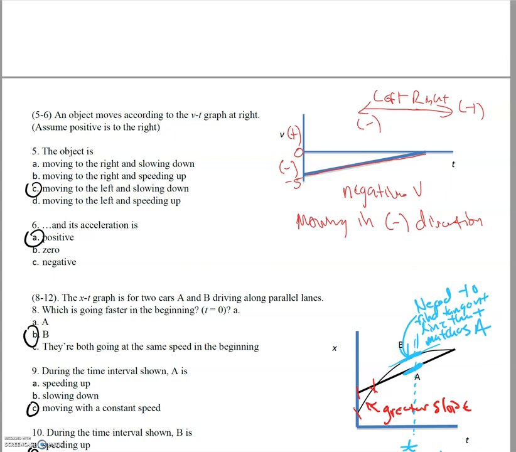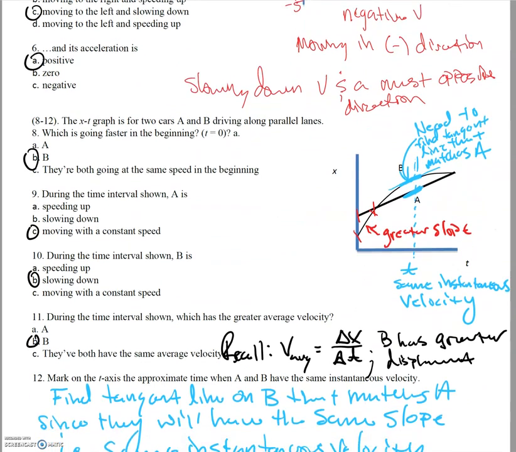What about the acceleration? Well, if we're slowing down, what does that mean about the relationship between velocity and acceleration? So for slowing down, V and A must be opposite directions. So if our velocity is negative, that means our acceleration must be positive. And so that's answer A. Moving on to the next part.